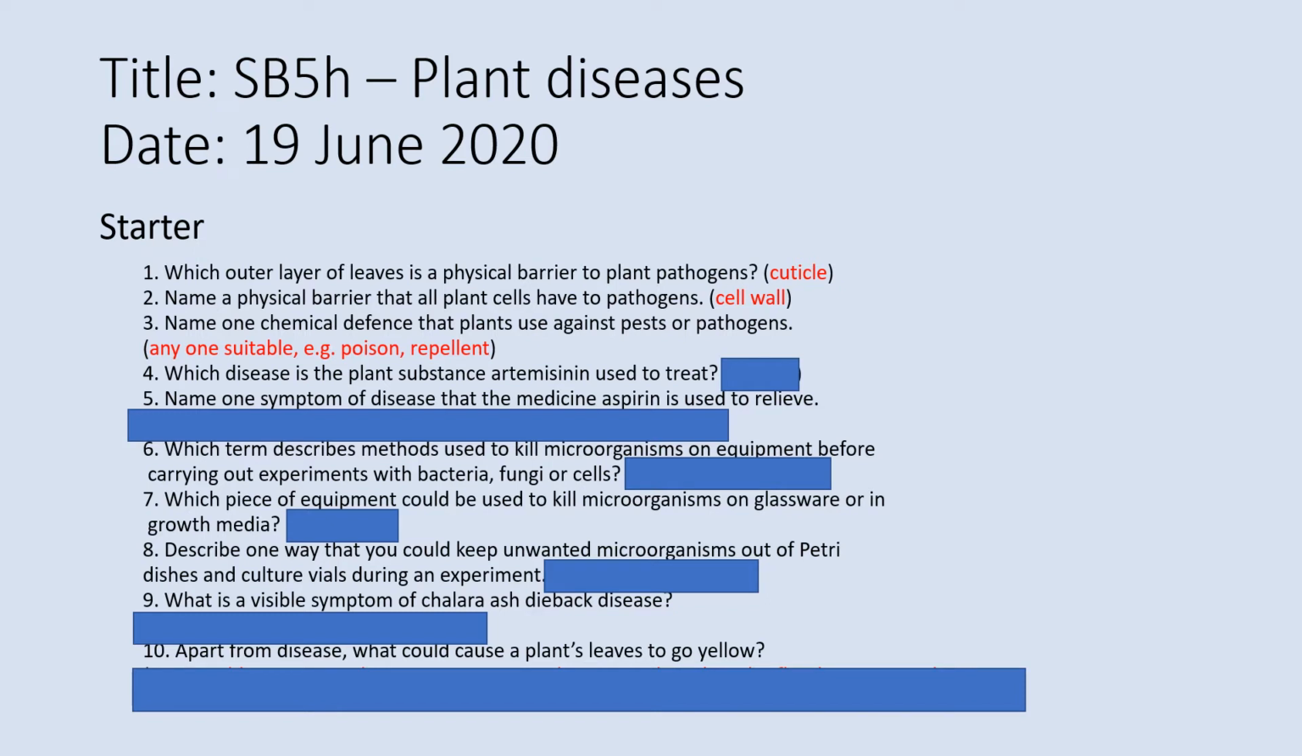Which disease is the plant substance artemisinin used to treat? This is from last lesson, if you remember it. It is of course malaria. It's been used in herbal medicines for much longer than it has in medical ones.